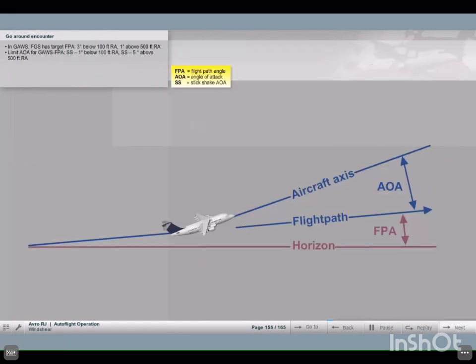With GAWS as vertical mode, the FGS has the same targets, FPAs, and AOA limits as in TOWS. Target FPA is 3 degrees below 100 feet and decreases to 1 degree above 500 feet RA with a limit AOA above 500 feet RA of stick shaker angle of attack minus 5 degrees, increasing to 1 degree below the stick shaker angle of attack below 100 feet RA.